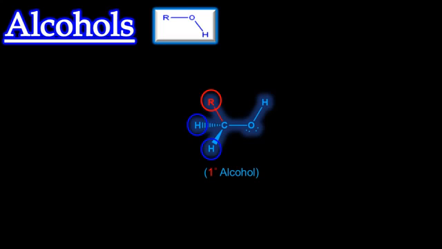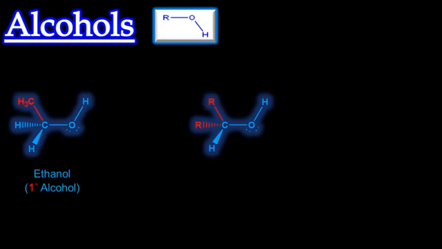An example of a primary alcohol is ethanol, which is a 2-carbon alcohol. Likewise, if another hydrogen is also replaced with a carbon group, then a secondary alcohol results. Isopropyl alcohol is an example of a secondary alcohol. Notice it features 2 terminal methyl groups and contains 3 carbons.